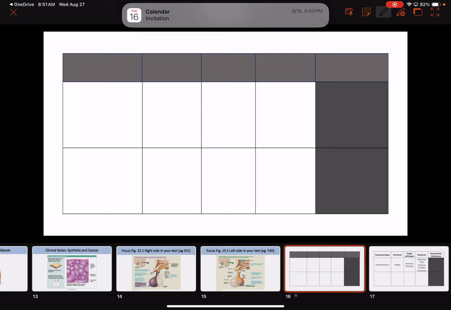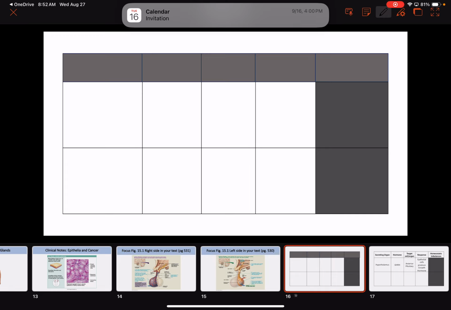Part of your homework for this weekend is going to be to draw out all of the hormone pathways for this lecture. So it's going to look something like this. You're going to just draw out all of the flow charts for each hormone. Okay. That's going to be your homework for over the weekend.